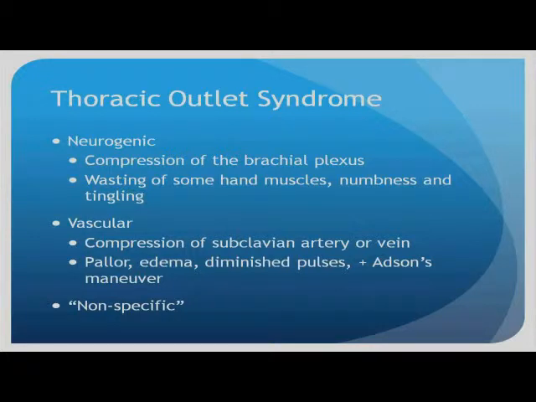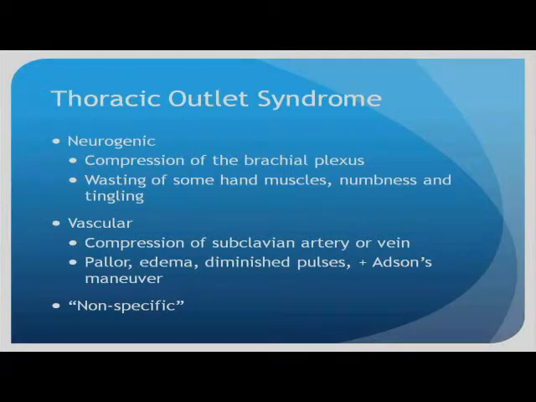Vascular thoracic outlet syndrome is going to be more vascular in nature, so compression of that subclavian artery and or vein, and you can get swelling, you can get pallor if the arterial supply is diminished, and diminished pulses and a positive absence maneuver. But sometimes if it's just more vein and lymphatics, then you'll see the edema and the coolness, and patients will tell you that their arm feels cold and it feels heavy. Those are the most common things that I have heard patients talk to me about.